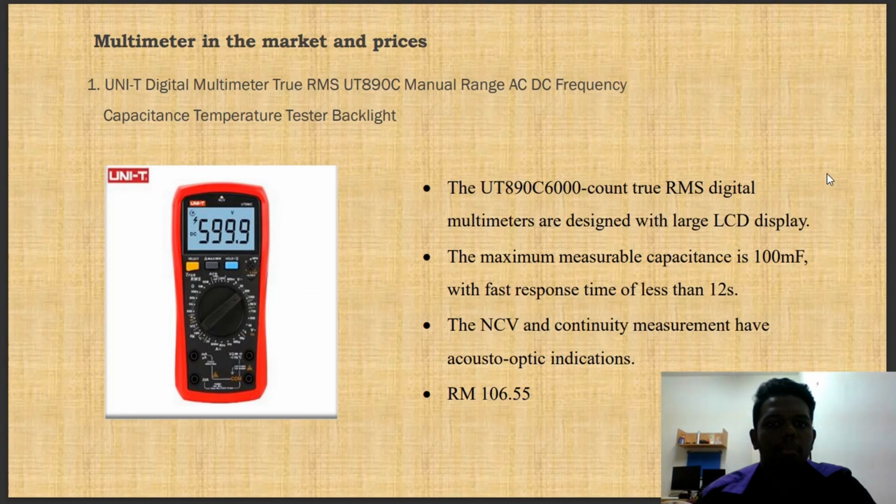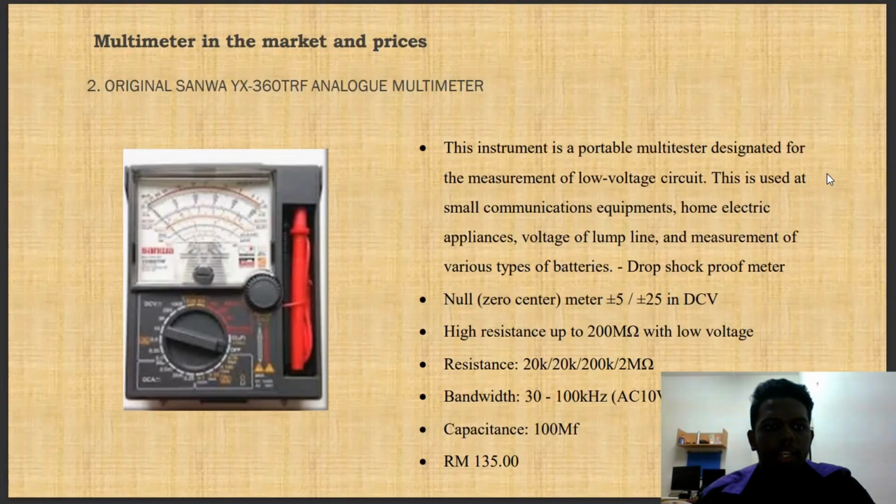And for multimeters in the market and their prices, the first one is the unit digital multimeter. This one is priced at 106 ringgit 55 cent. The second one is the analog multimeter. Its price is 135 ringgit.